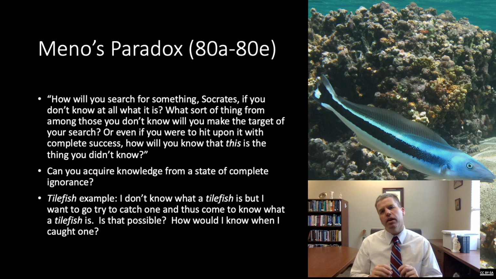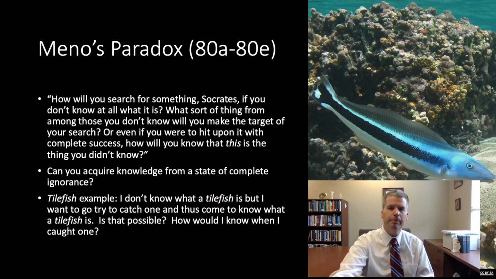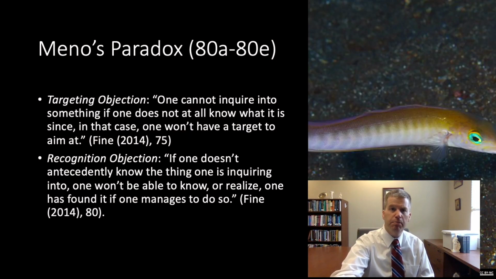So this is what you should think about. If you're in a state of complete ignorance about something, and there are no experts that you can go and query and say, hey, what's a towelfish? And they say, hey, this is a towelfish, and you're like, oh, okay, I've identified what a towelfish is. In the sort of circumstance where there are no experts, how can you come to know what a towelfish is? So let's continue thinking about this paradox.